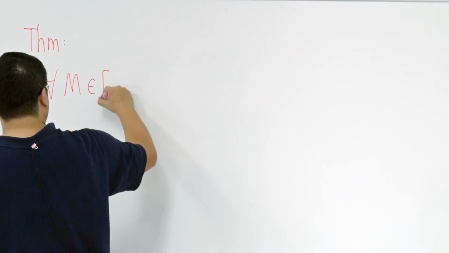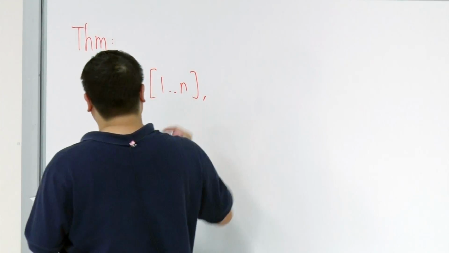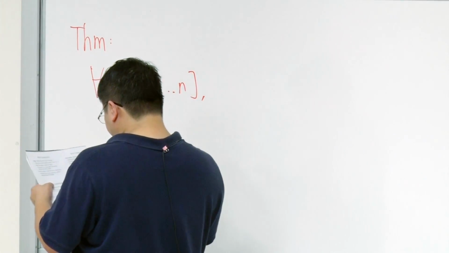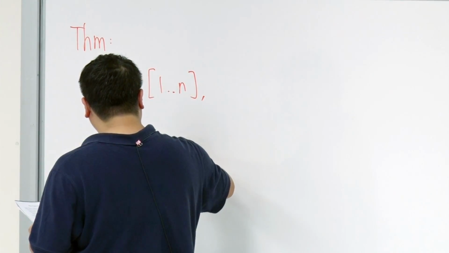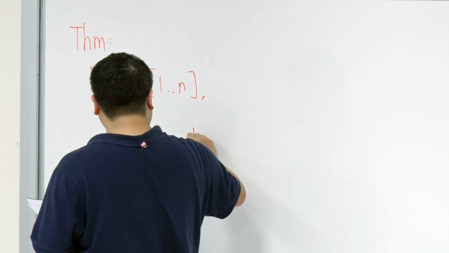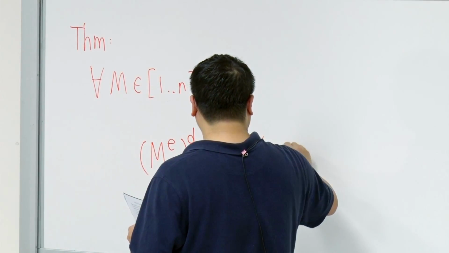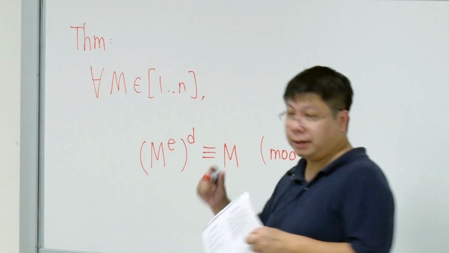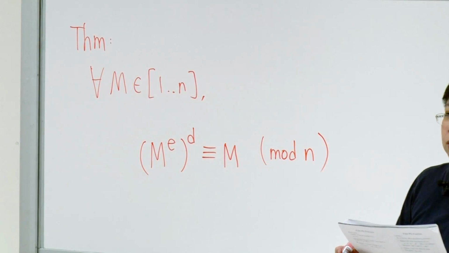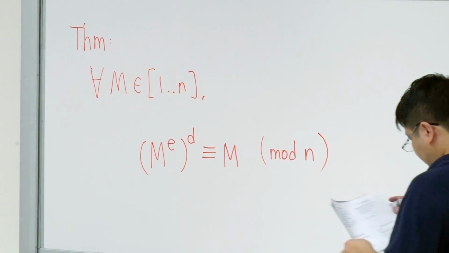So this is the theorem. For every message M in 1 to N, M to the power E to the power D is going to be equal to M mod N. Is it okay? This is what we need to do. Good.